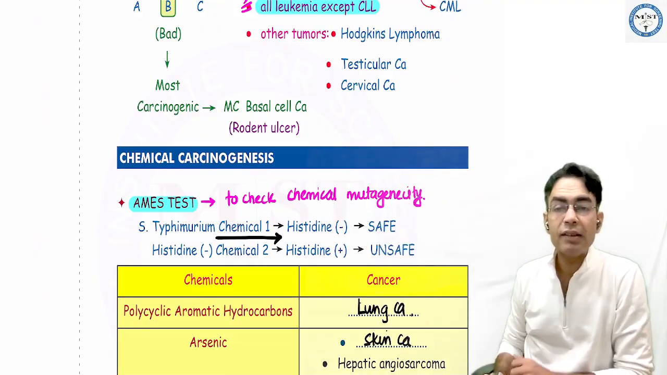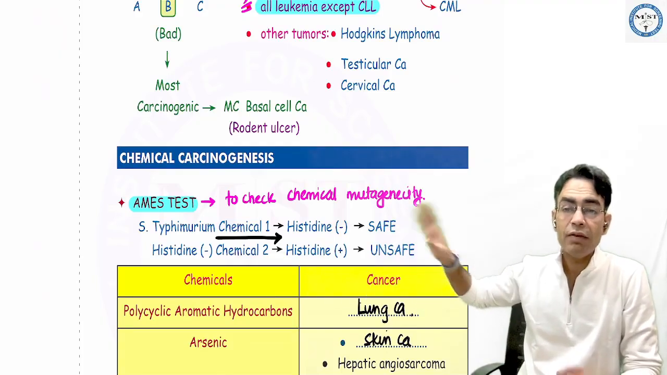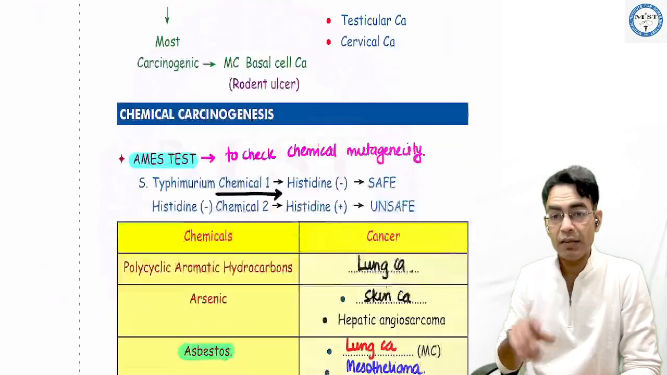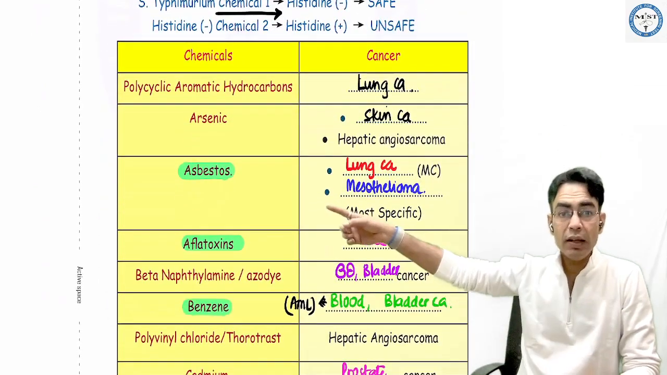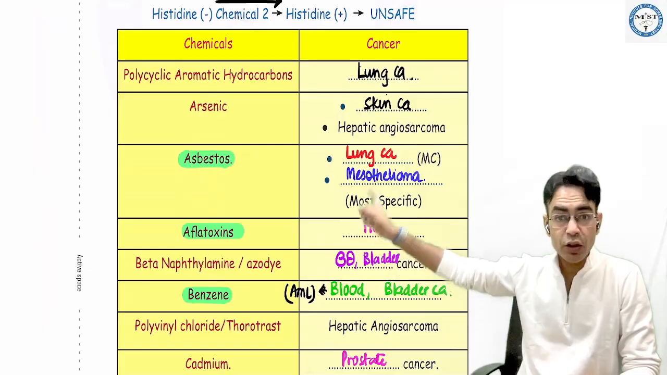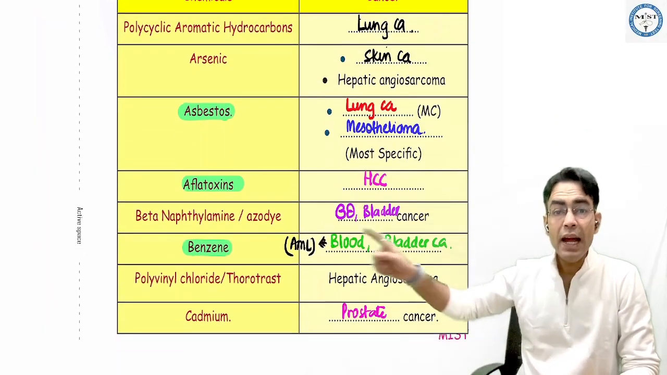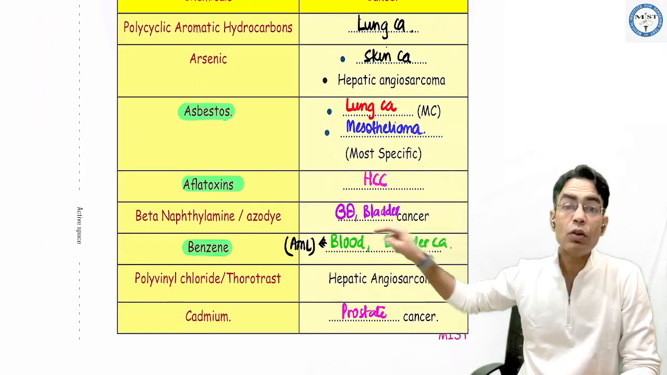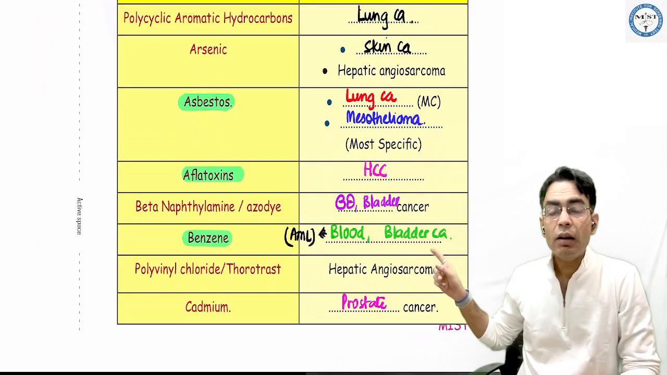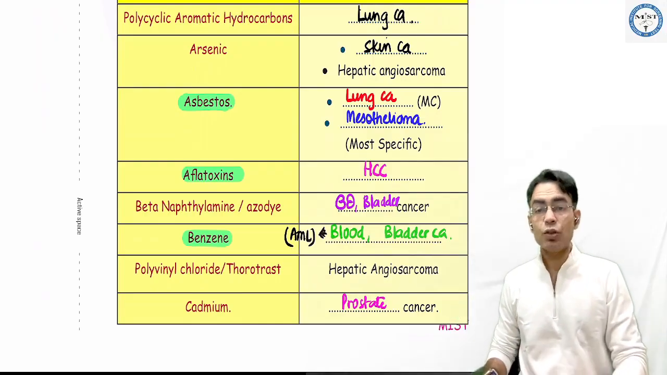Which bacteria are we taking? Salmonella typhimurium. If you test a chemical and histidine negative remains histidine negative, it's a safe chemical. If histidine negative becomes histidine positive, it is unsafe. In this entire table, learn asbestosis: lung cancer and mesothelioma. The most specific one is mesothelioma, and lung cancer is the most common. Aflatoxin: learn HCC. Benzene will cause blood cancer, AML more commonly, and bladder cancer also. That's what you learn.